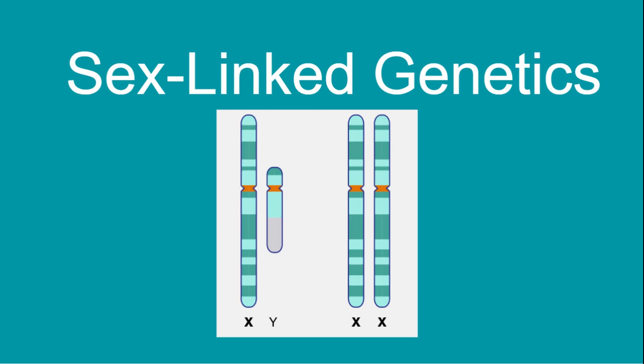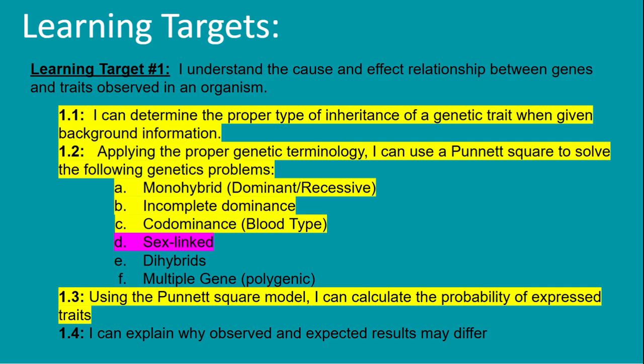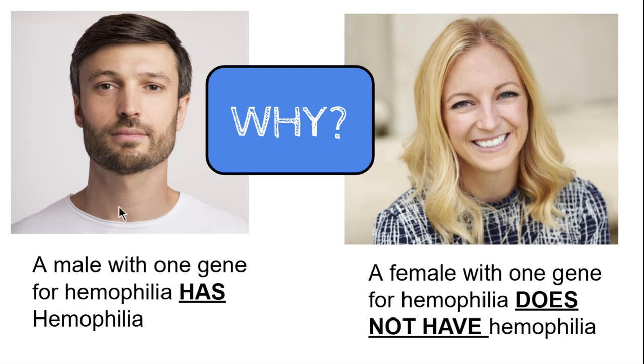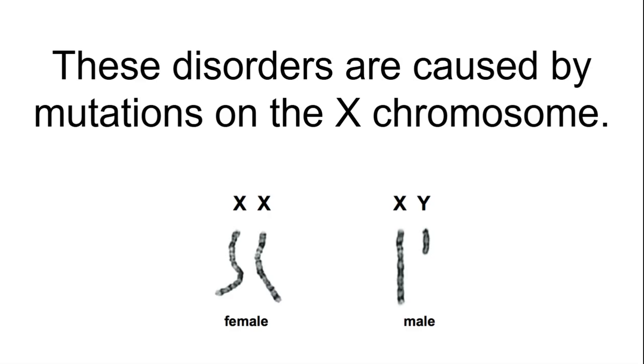All right, we are going to talk about sex-linked genetics today. One of the questions we're going to try to answer today: a male with one gene for colorblindness is colorblind, and a female with one gene for colorblindness is not colorblind. Why is that? Or a male with one gene for hemophilia, which is a disease that affects your blood, has this disease, but a female with one gene does not. And the question is why?